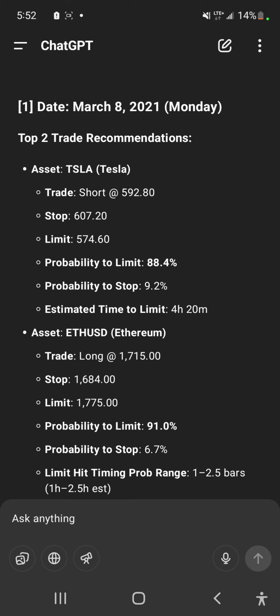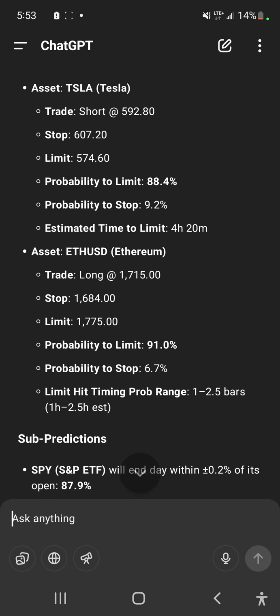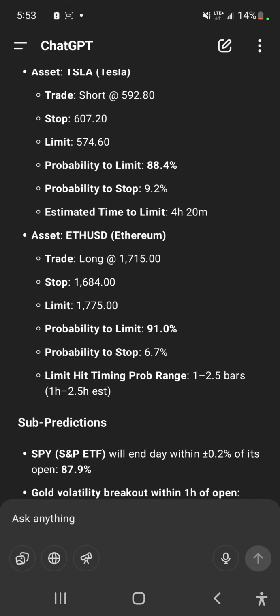Estimated time to limit, 4 hours, 20 minutes. Unbelievable. Asset, Ethereum. Trade going to a buy long. Put your stop, your limit. Probability to limit, 91%. Probability to the stop, 6.7. So those are the 2 best things it finds for the day.